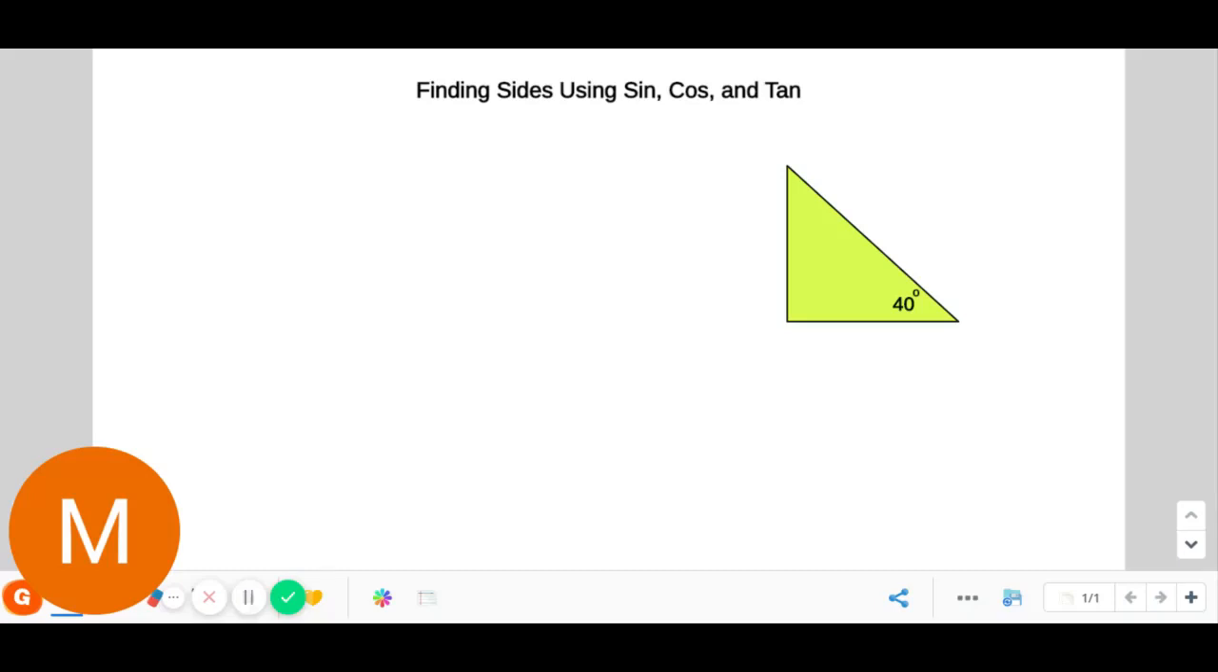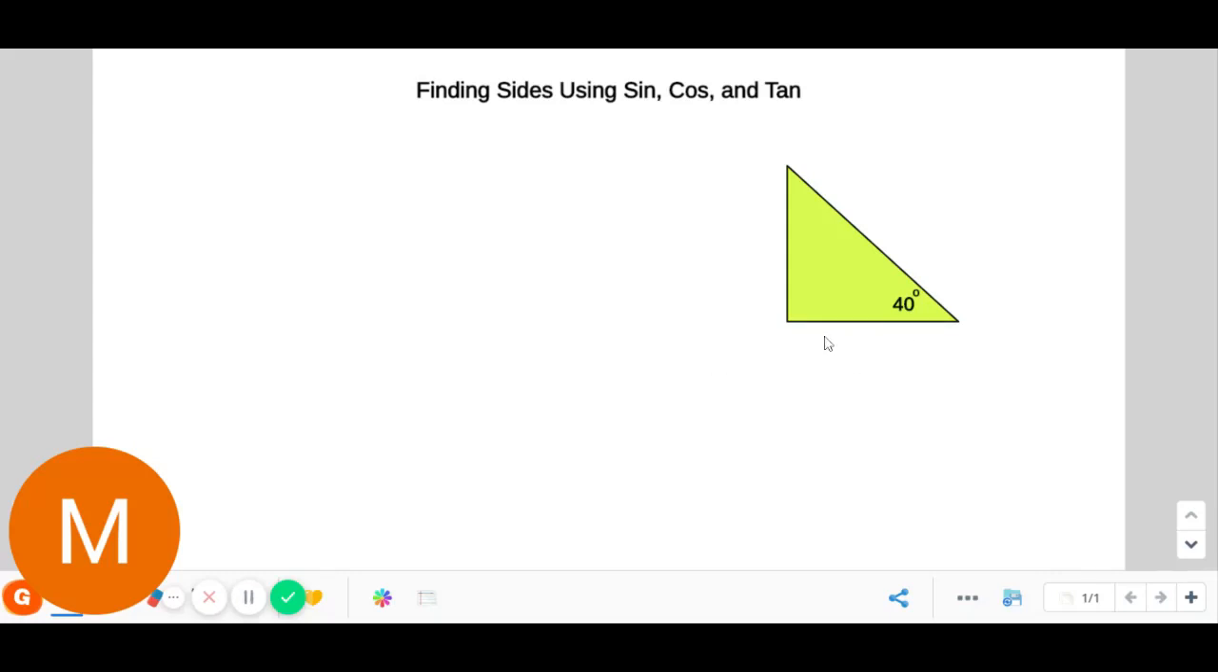So we've talked a little bit about sine, cosine, and tangent, and how the sine is opposite over hypotenuse, cosine is adjacent over hypotenuse, and tangent is opposite over adjacent. And now we're going to learn how to use sine, cosine, and tangent to figure out the lengths of the sides of a triangle. Now, before we do that, let's take a look at the triangle over here.